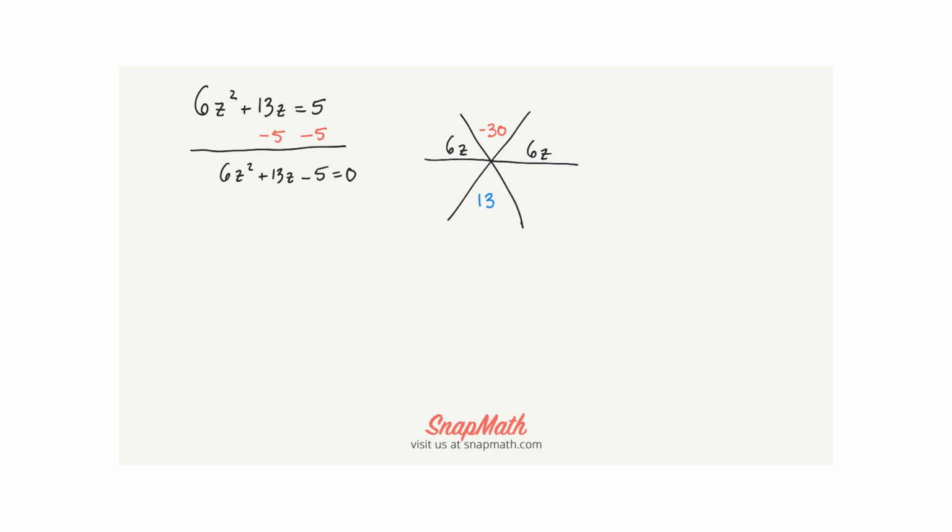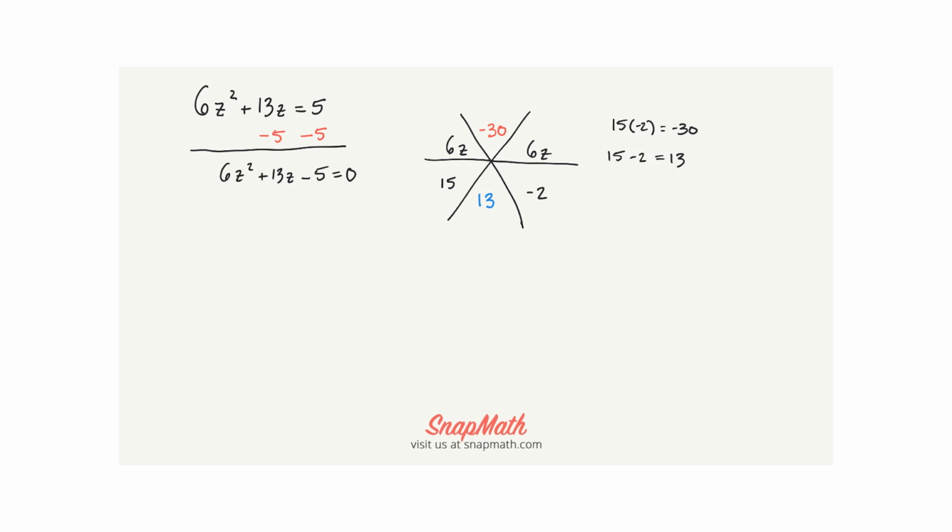So now we need to figure out the factors of -30 that will add up to 13. Well, it will be 15 and -2. And just to check that, 15 times -2 will give me -30, and then 15 minus 2 gives me 13. So now we have the right factors, and now we need to reduce.